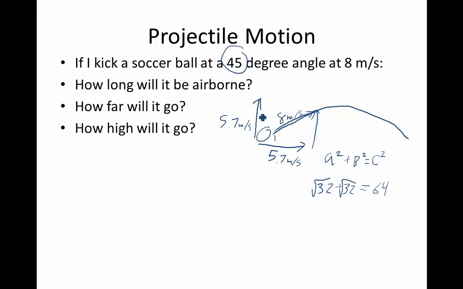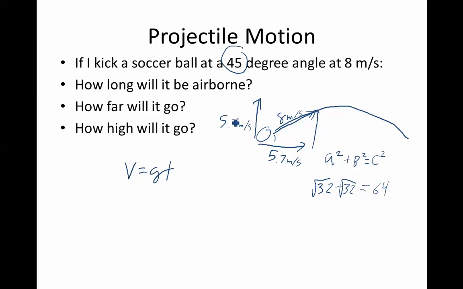So now we broke it down into our vertical and our horizontal components. Let's take a look at how long it will be airborne. Well, we have a few different formulas. One of them that I remember is V equals G times T. I like that one because it has a velocity. It has a gravity. Gravity is going to be directly involved with how long it's going to be airborne, and it has a time. And how long is a time? That's what we're looking for.